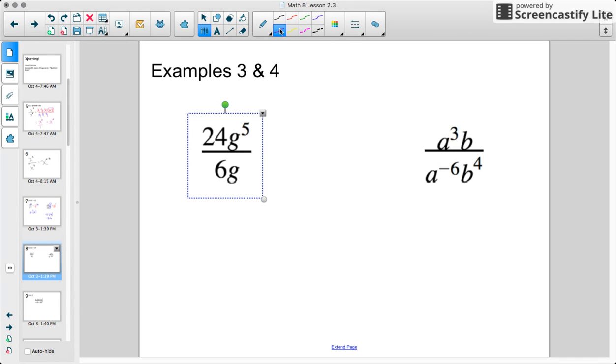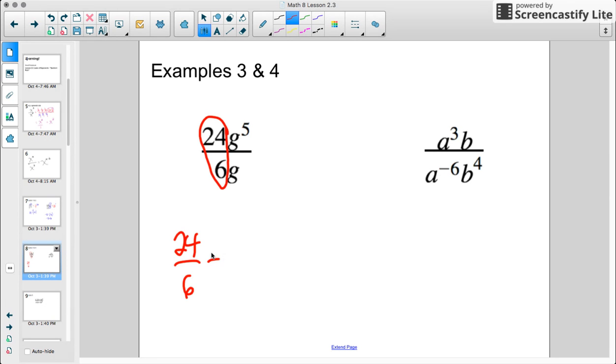All right, so let's look at if we actually have coefficients of our bases. So in this case, I have 24 divided by 6. Well, just like I did with multiplication, now I'm just going to simplify this fraction. And I know that 24 over 6 has a greatest common factor of 6. So I'm going to divide both by 6, and I'll get 4 over 1. Okay, so when I divide this, I'll have 4 over 1.